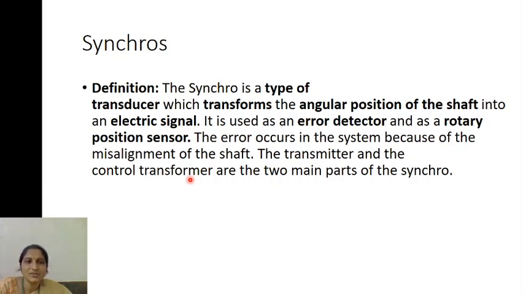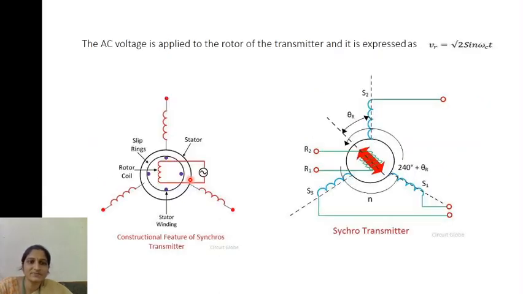First we shall see how a synchro will be. So this is how the synchro transmitter will be. This synchro transmitter consists of two parts, that is the stator as well as the rotor. These three windings are nothing but the stator windings. This is the stator on which the stator windings are wound. And inside of this stator you can see this is the rotor and this is the rotor winding.